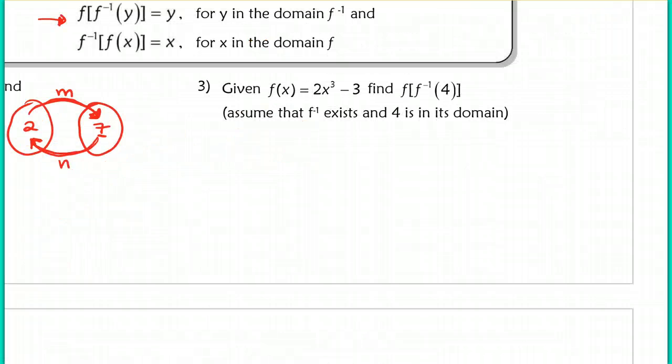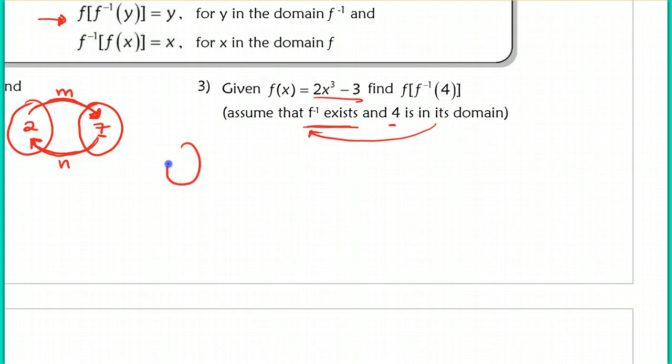Okay, now for problem 3, it says that you have a function f of x that's 2x cubed minus 3. We're supposed to find the composition of f and f inverse of 4. So we're going to assume two conditions: that f inverse exists, in other words this is 1 to 1, and that 4 is within the domain of f inverse.